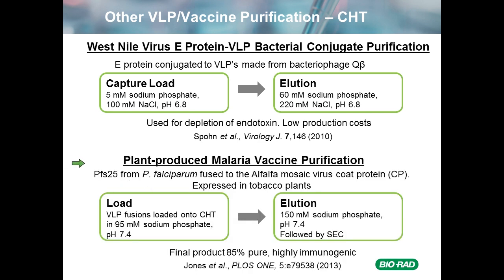CHT has also been used to produce a plant-based malaria vaccine. In this case, it's the Pfs25 protein from P. falciparum. It's been fused to the alfalfa mosaic virus coat protein, again to make a VLP, and expressed in tobacco plants. Here the load was in 95 millimolar phosphate, and the elution was in a higher phosphate concentration.